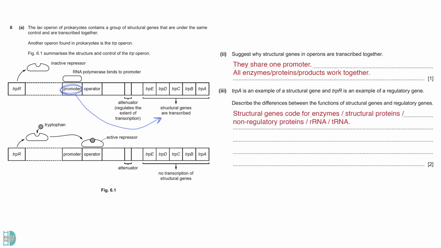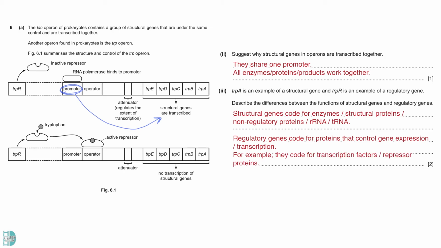All structural genes code for non-regulatory proteins such as enzymes, structural proteins, rRNA, and tRNA. Regulatory genes code for proteins that control another gene's expression or transcription. They code for transcription factors and repressor proteins.